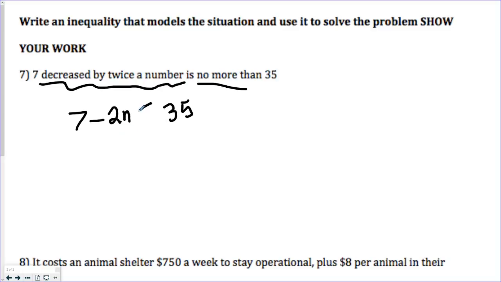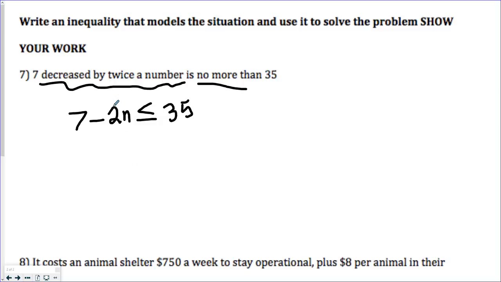So that means it can be less than 35. It can be equal to 35. It just can't be more than 35. So 35 has to be bigger than or equal to this mess over here. So you have to build these very carefully. Think about what side should be the bigger side, and should it be equal to, or should it just be bigger than or less than?